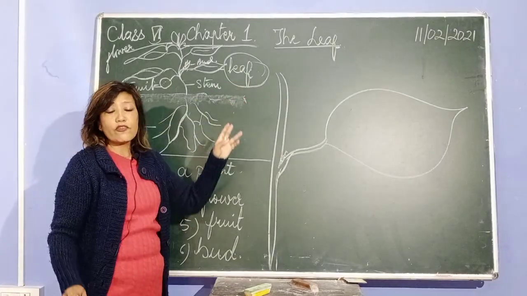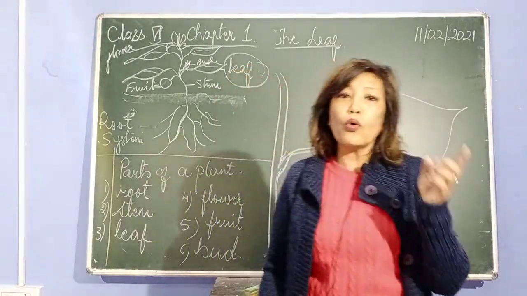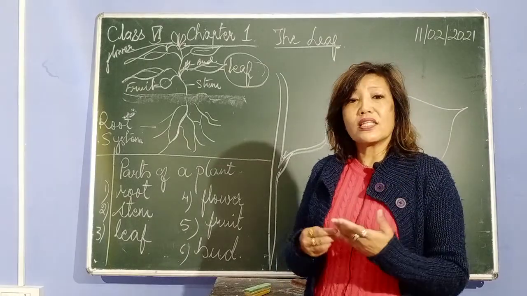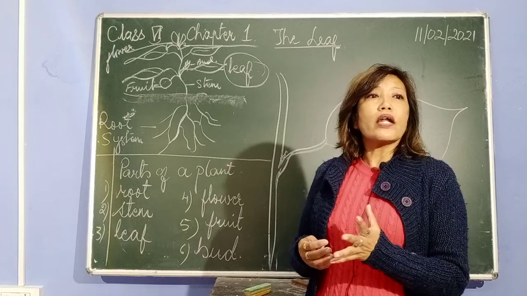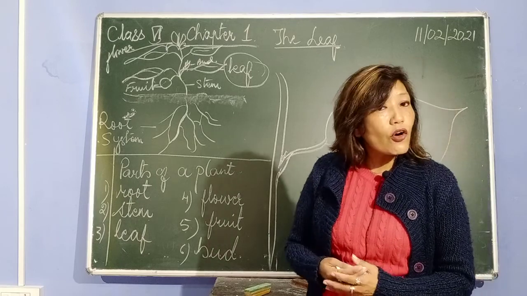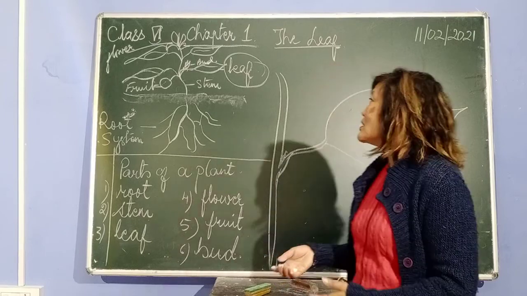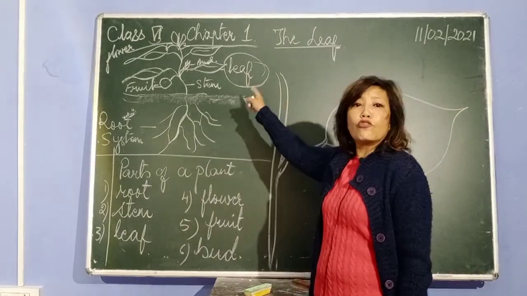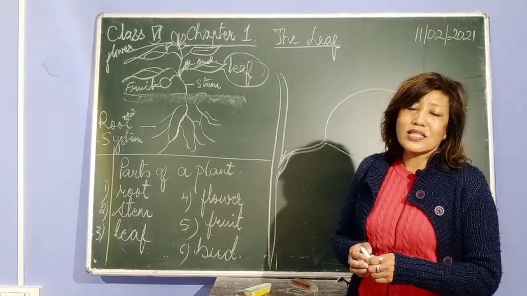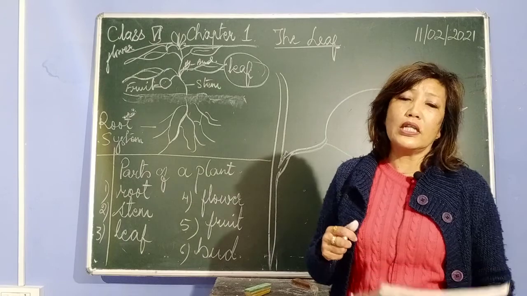Why is the leaf the most important part of the plant? Because the leaf manufactures food for the whole plant, because plants, as you know, are also living organisms. So one of the characteristics of a living organism is that they need food. So plants, being living organisms, also need food. But who will give them food? It is the leaf. The leaf will prepare food for the whole plant, and the process is called photosynthesis.